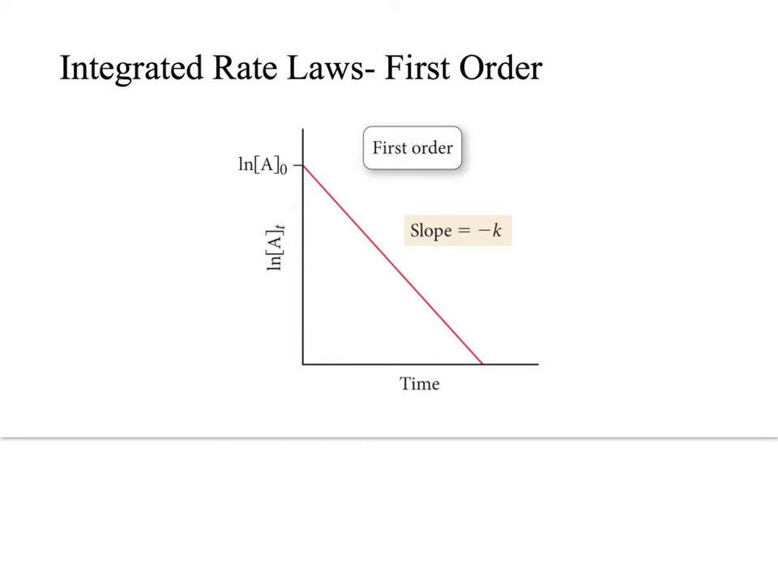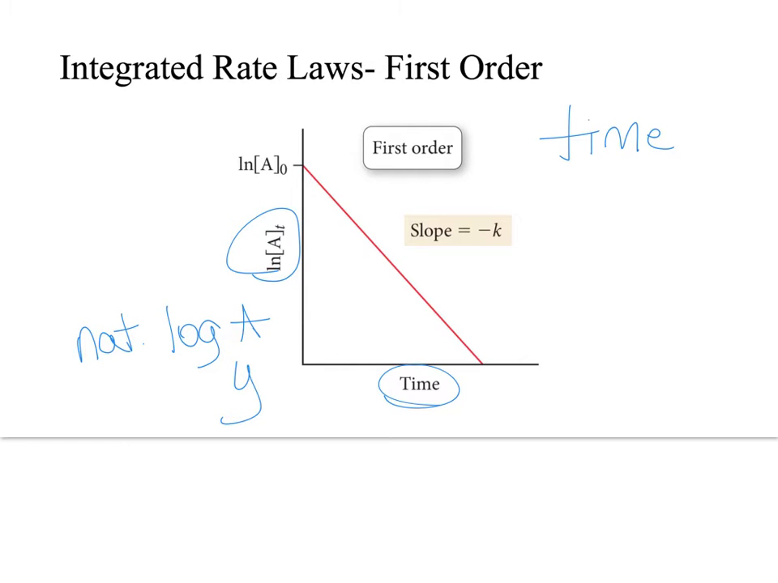This is the first order plot. On this graph we have y is equal to natural log of A, and the x-axis is time. So in each case, time doesn't change. Time points are going to be the same, and we don't have to do anything to the data for time. We're only going to be treating the concentration of A.